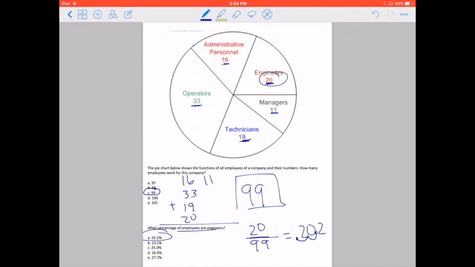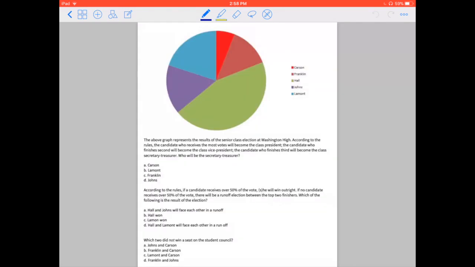This is also another representation of how knowing how to convert between fractions, decimals, and percentages is very helpful in other parts of the test, not just in questions specific to fractions, decimals, or percentages. Let's look at another pie chart.